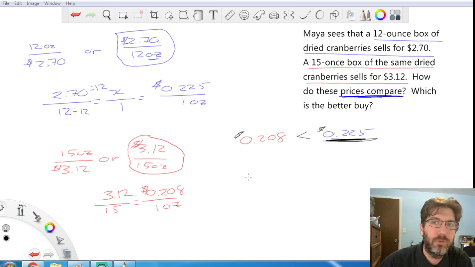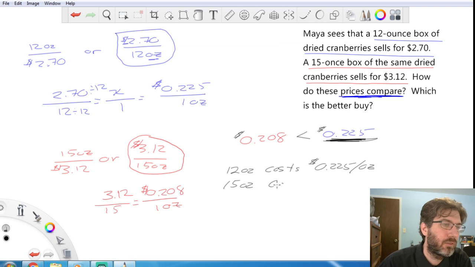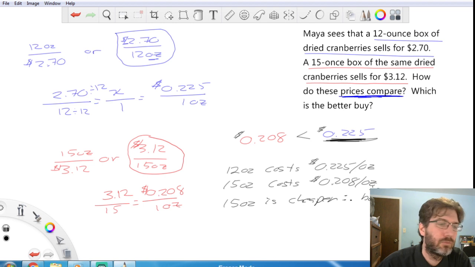So the 12-ounce one is more expensive. Therefore, 12-ounce costs $0.225 per ounce. 15-ounce costs $0.208 per ounce, and the 15-ounce is cheaper, and therefore a better buy.